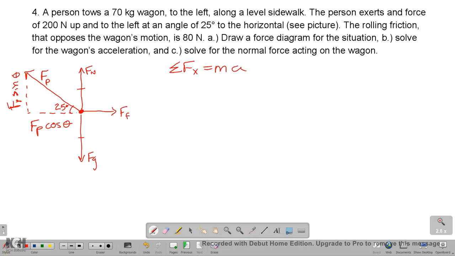And since the wagon is moving to the left, I want to say that Fp cosine theta is my positive value because it's on the left side of the y-axis here. And then the frictional force is my negative value because it's on the right side of the y-axis. So Fp cosine theta minus the force due to friction, that's equal to mass times acceleration. We'll go ahead and divide by mass to get acceleration by itself.